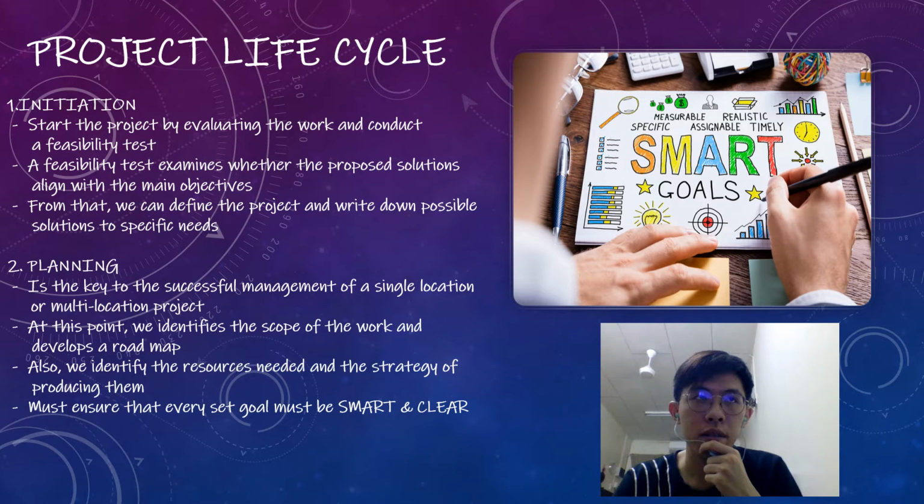And the second step is planning. Planning is the key to the successful management of a single location or multi-location project. At this point, we identify the scope of the work and develop a roadmap to achieve our goal. And also, we identify the resource needed and the strategy of producing them. We must ensure that every set goal must be smart and clear in planning.